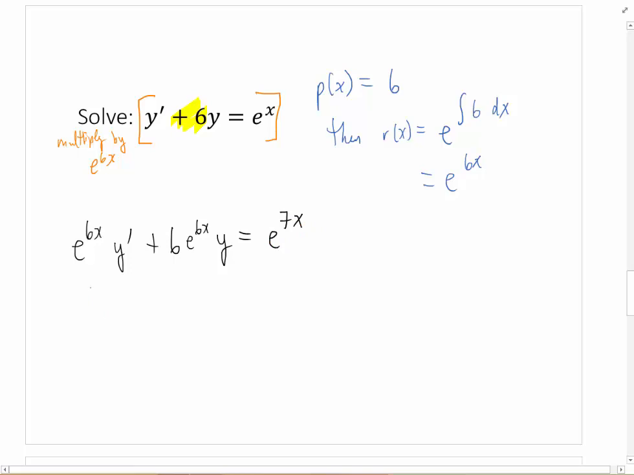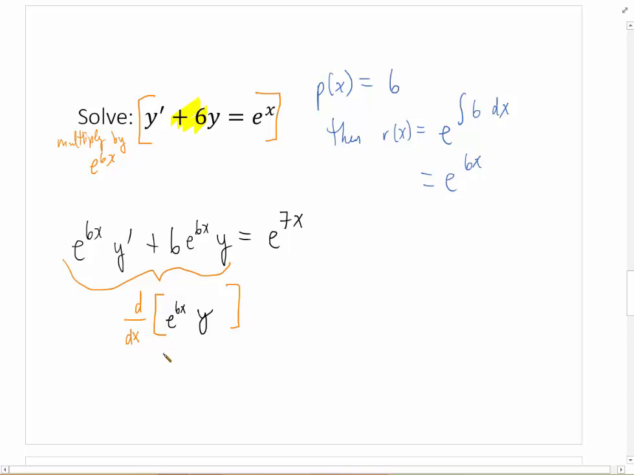Now, if we've done this correctly, then the left-hand side should be nice. The left-hand side, let's check this. Is it the derivative with respect to x of, let's see, we would have to have e to the 6x and y.